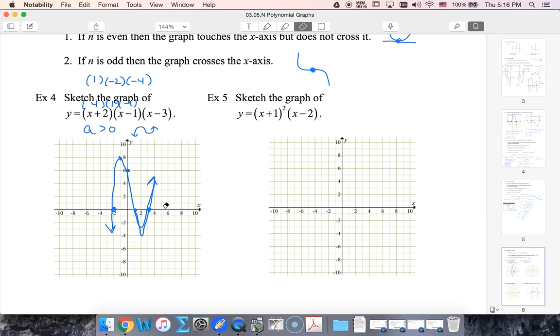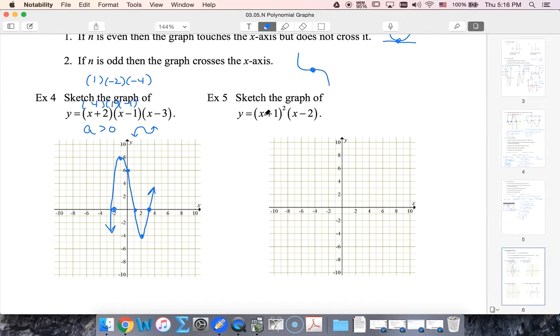So let's go back and add those points in. So I'm going to add in 2, -4. So I'll come up to -8, down, and then back up again.